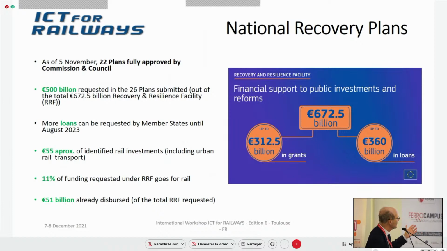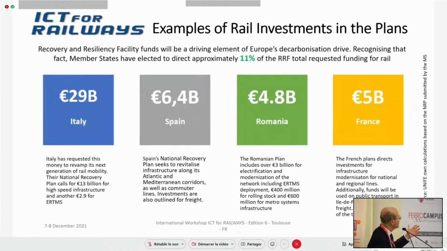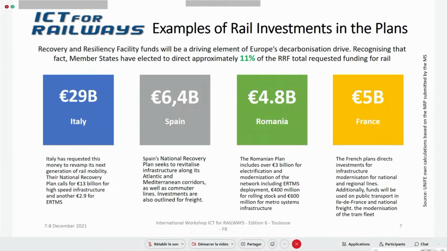If we go to the next slide, then you have some examples of money which will be allocated in the National Recovery Plan: 29 for Italy, France 5, Romania 4, Spain 6, so that makes quite a lot of money. And if you want to have the information, of course, this is available in Brussels. You can have the examples. All the member states have created a kind of task force for this new budget coming from the recovery plan.